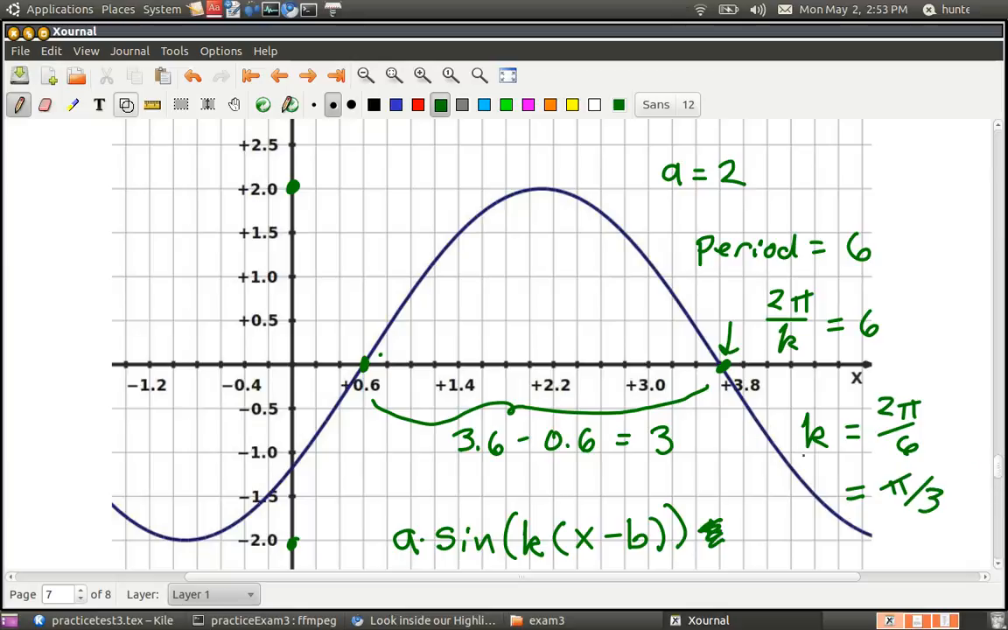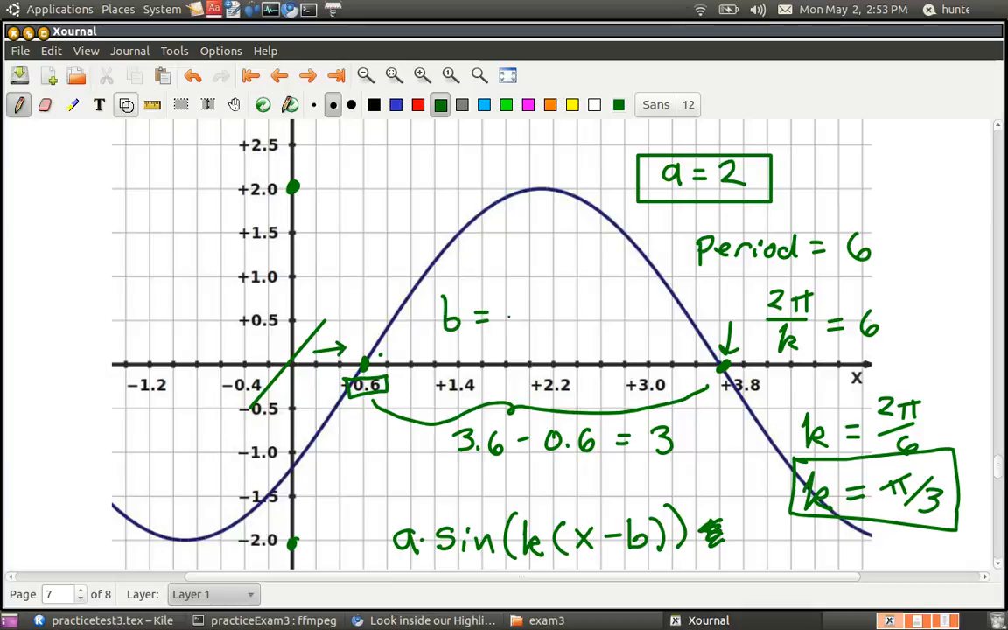Alright, so now I have k equals pi over 3. And I know that a is 2. And so the only thing left to do is to figure out the phase shift. Normally sine likes to go through the origin like this, but this curve has been pushed over by a certain amount, hasn't it? And that amount is 0.6. So that tells me that b, the phase shift, is equal to 0.6. Sorry, I said the wrong thing earlier. Right.